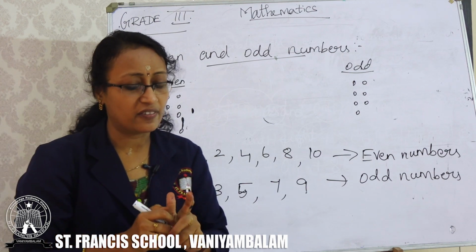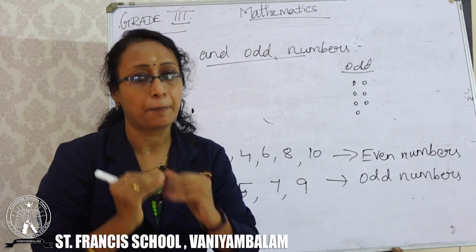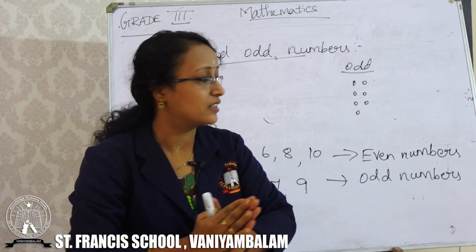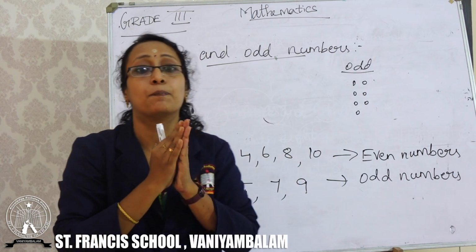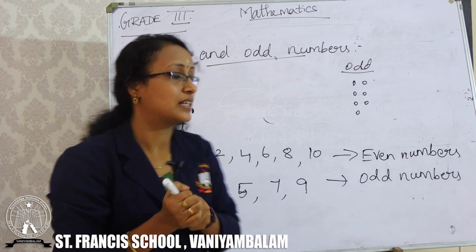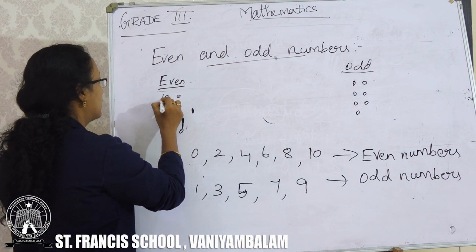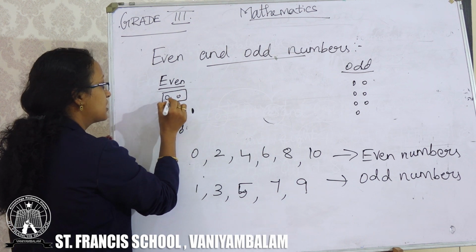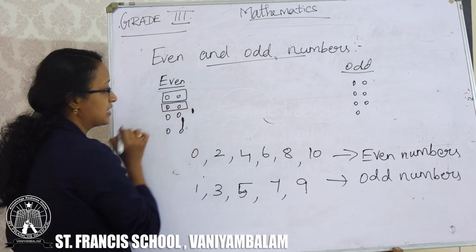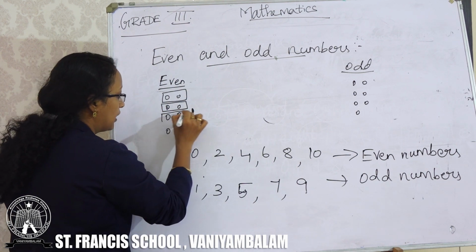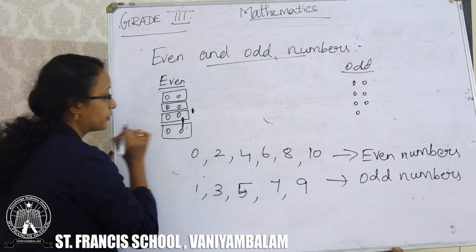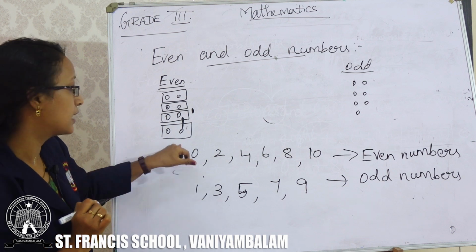I told you an even number is a number that can be paired and an odd number is a number that cannot be paired. That is, an even number has a partner and an odd number does not have a partner. So, this circle has a partner and the next circle has a partner. The third circle also has a partner, and this circle also has a partner.